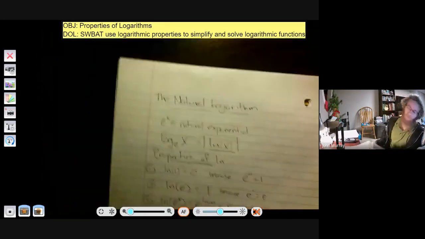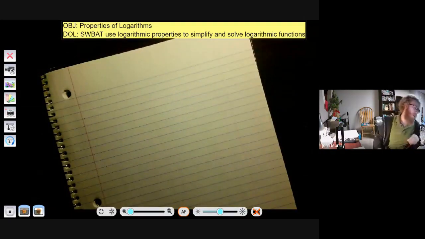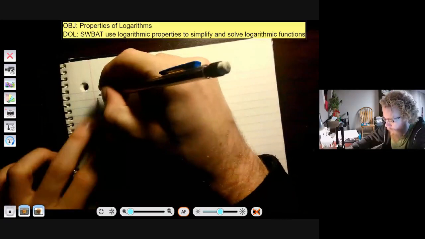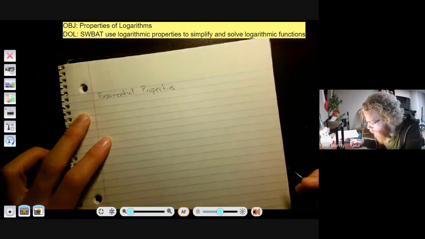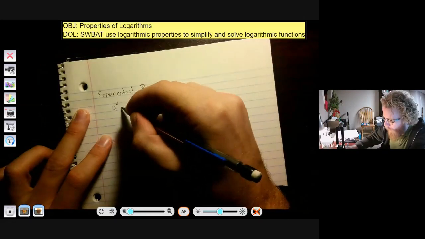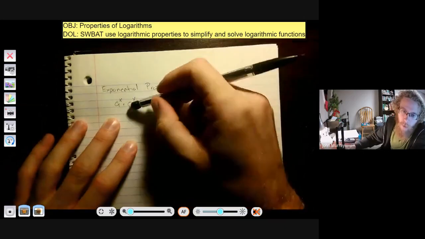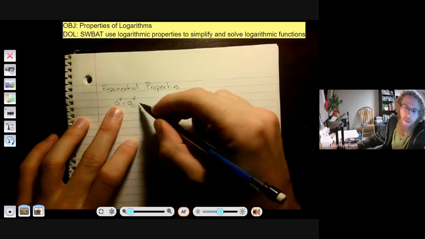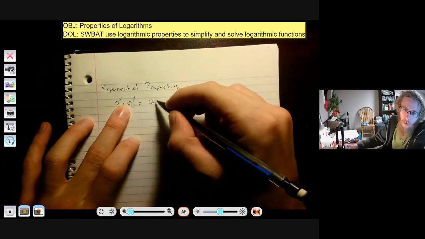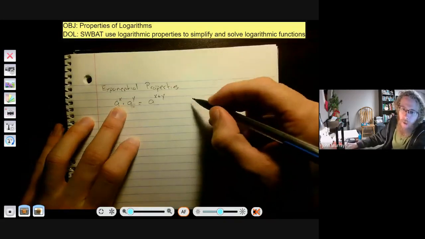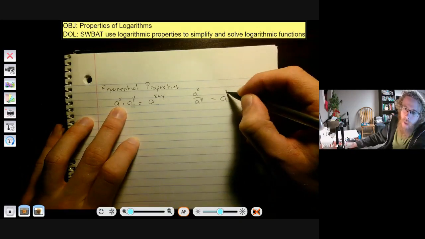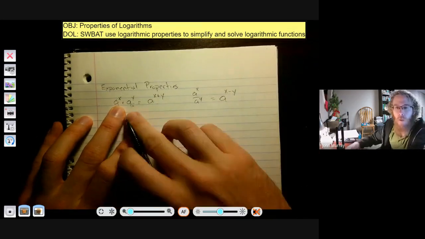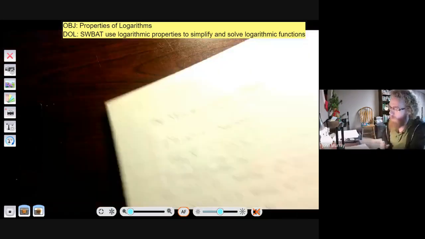Okay, so those are the properties of the graph. What I want to get into, though, are some algebraic properties. So let's remember some of our exponential properties. If we had two exponential functions, okay, with the same base, a and a here, right? When we multiply those, we add the exponents, right? If I'm dividing a to the x over a to the y, we keep the same base and we subtract, right?